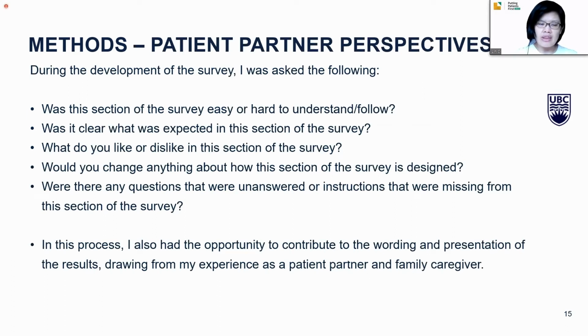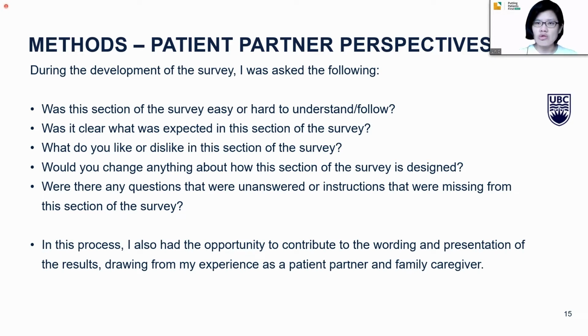Speaking from the patient partner perspective, I want to share some things that I was asked during the development of the survey. These included questions around whether the section of the survey was easy or hard to understand, the clarity of what was expected in each of the survey sections, whether I liked or disliked certain sections of the survey, whether I would change anything about the design of the survey section, and whether there were any sections that were unanswered or instructions that were missing from the section of the survey.